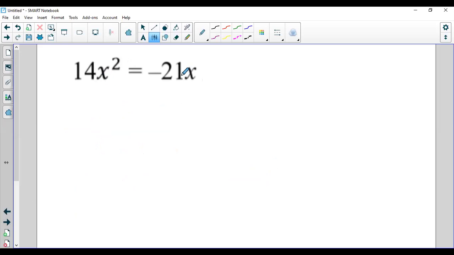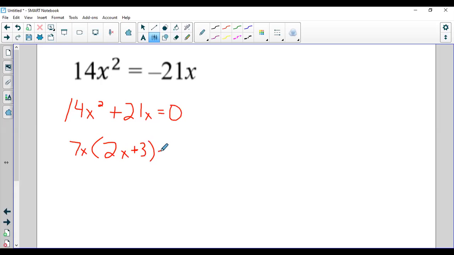Last one, doesn't equal 0. I'm going to take this negative 21x and move it to the left. It's going to become a positive 21x. So 14x squared plus 21x is equal to 0. Now my equation equals 0. I can factor this left side. It's a binomial. I'm going to look for a GCF. The GCF is 7x. That leaves me in the parentheses 2x plus 3 is equal to 0.